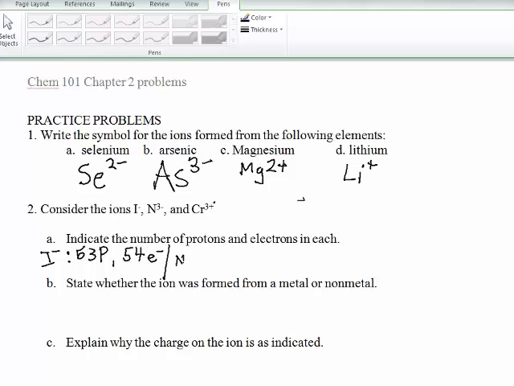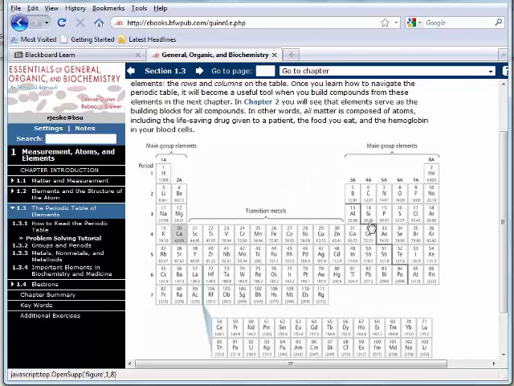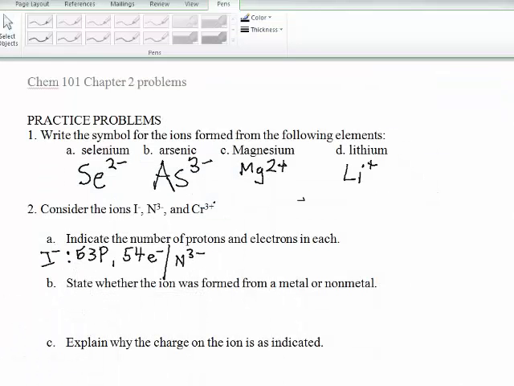So now nitrogen 3 minus. Looking at nitrogen, that's element number 7, right here in group 5A. So element number 7, we know that it has 7 protons. Since it has 3 extra negative charges, it has to have 3 additional electrons. So it has 10 electrons.